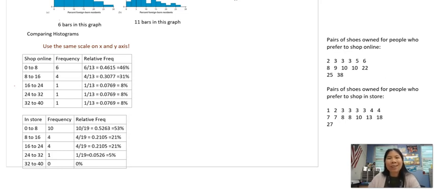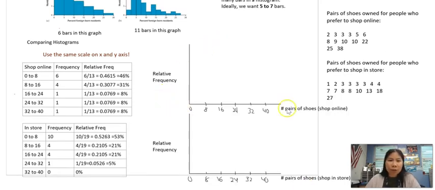It's time to make our histograms. Two axes, one for each set of data that I have for each of the groups. I've labeled the y-axis with relative frequency. My x-axis, as you can see, all the numbers are the same for both histograms. I've labeled it with the number of pairs of shoes for people who like to shop online and the number of pairs of shoes for people who like to shop in store.